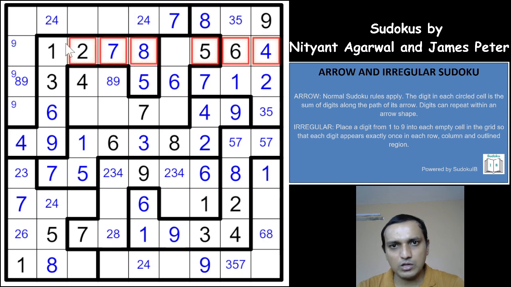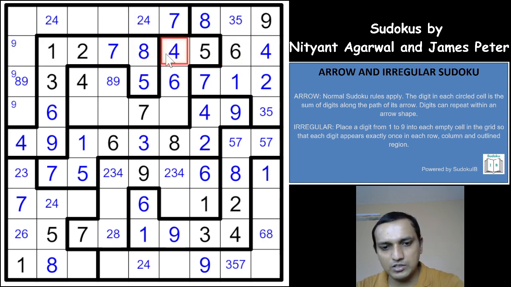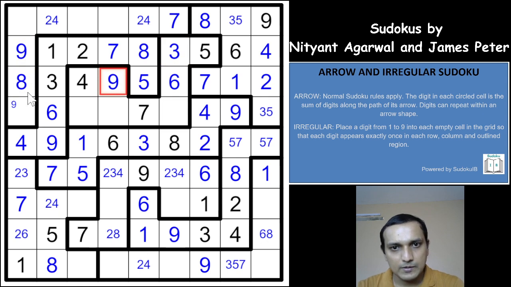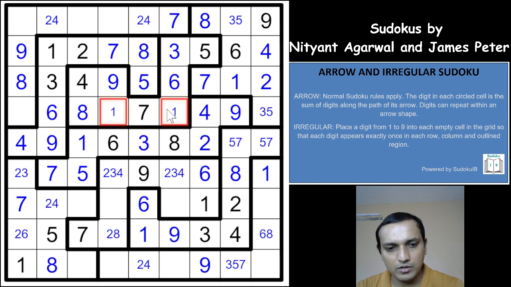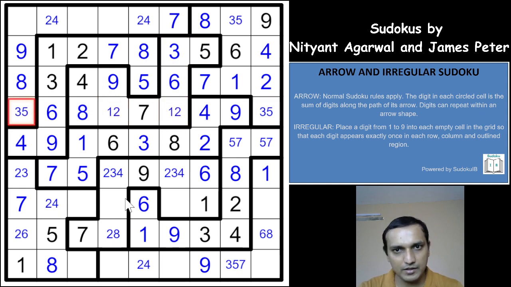5 6 4 1 2 7 8 3 and 9, right? So this would have to be 3, this would have to be 9, that gives you 8 here, 9 here. So 3 6 7 4 9 5 1 2 and 8, 8 cannot, 1 2, this is 8, 1 and 2 in any order. So this is 3 and a 5 in any order, right?